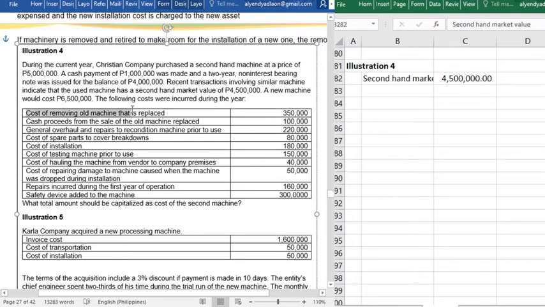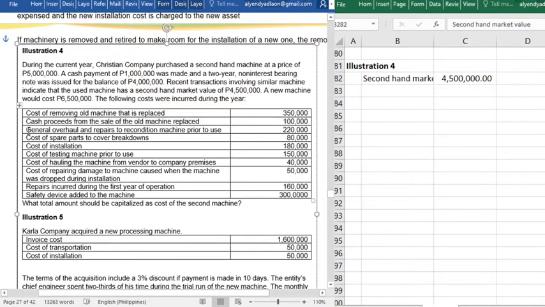Now take note class that this is not related to the new machine but rather to the old machine. And so therefore, we have to expense this one immediately. Next, cash proceeds from the sale of the old machine replaced. Again, this is already related to the old machine. This is part of our cash proceeds, and the sale means a deduction of the old machine from our financial statements, and so therefore the new machine is not related to this transaction.